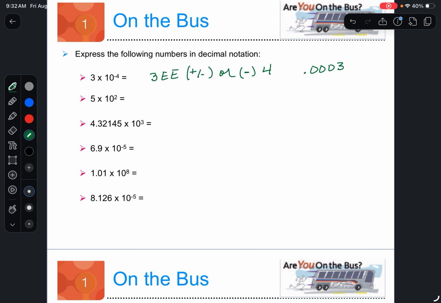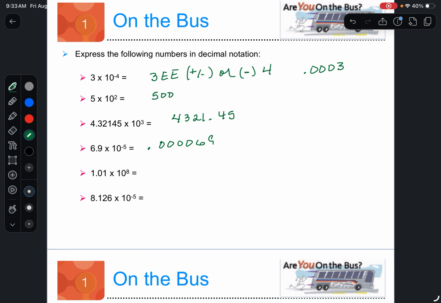Okay, so your answer would be 0.0003. If I take my next one out, 5 times 10 to the 2nd, my answer is going to be 500. Okay, my next one is 4.32145 times 10 to the 3. So my answer is going to be 4321.45. My next one, 6.9 times 10 to the 5, going to be 0.000069.